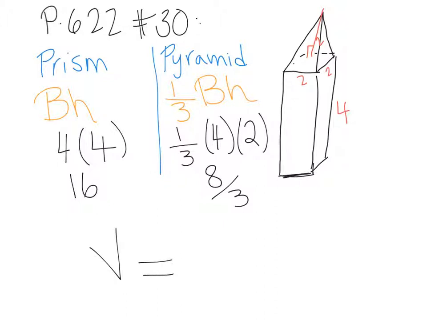Well, the total volume is just adding these up. And if you just plug it in your calculator, you might end up with 18.7, which is the correct answer. And you're done. Hope this helps. Thanks.